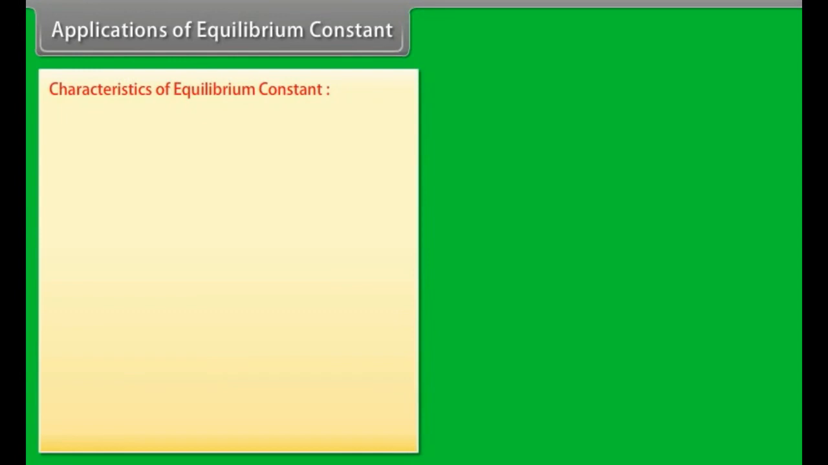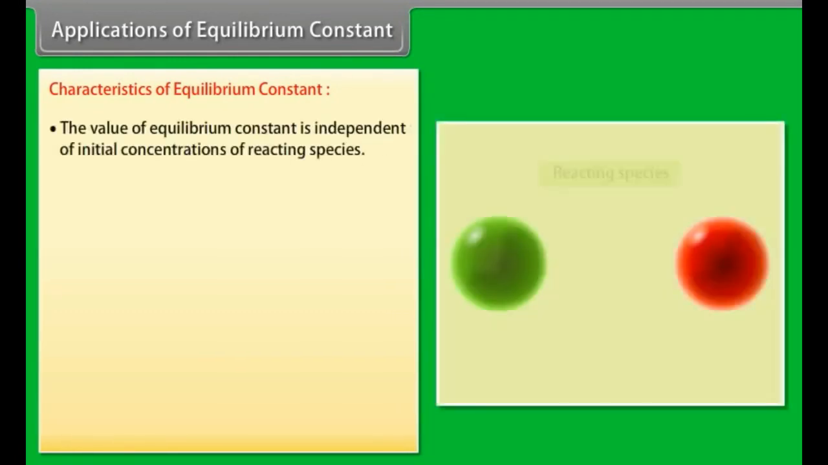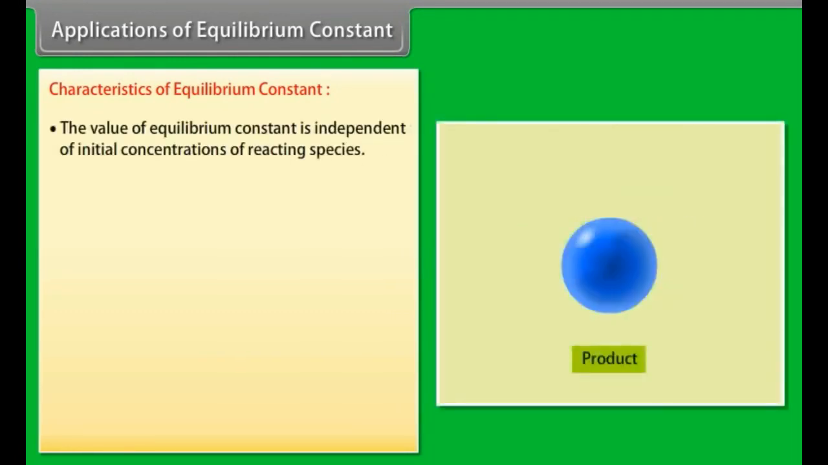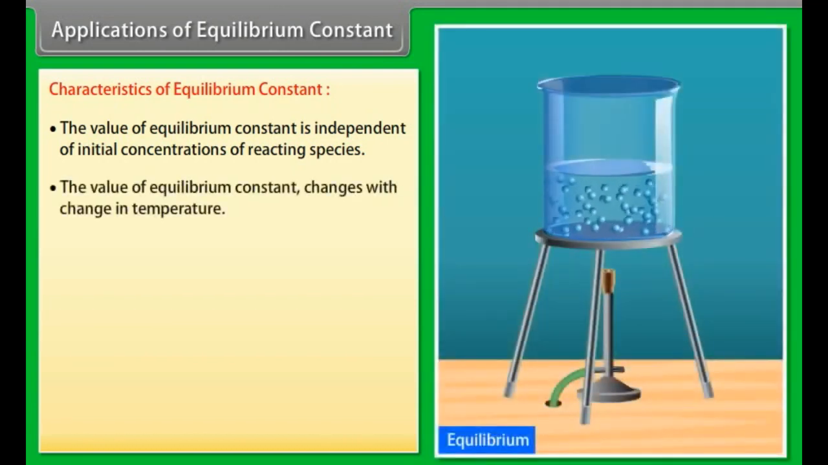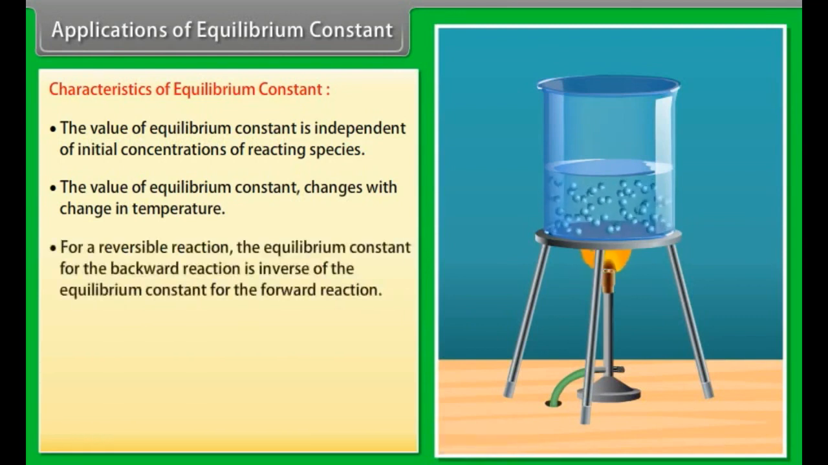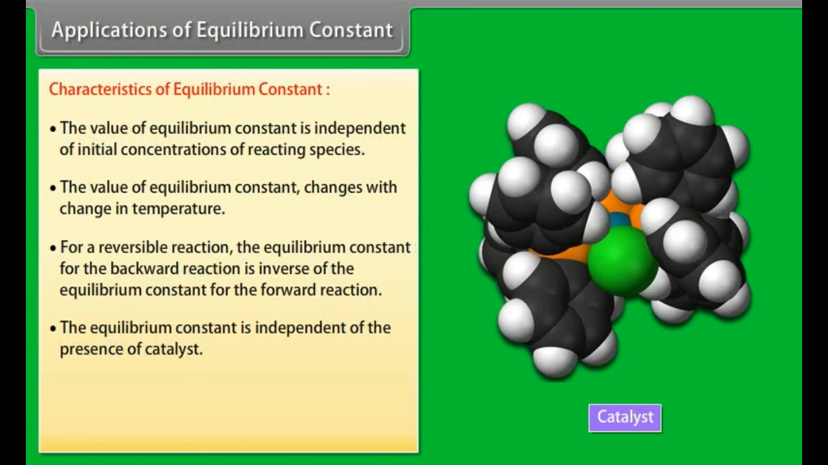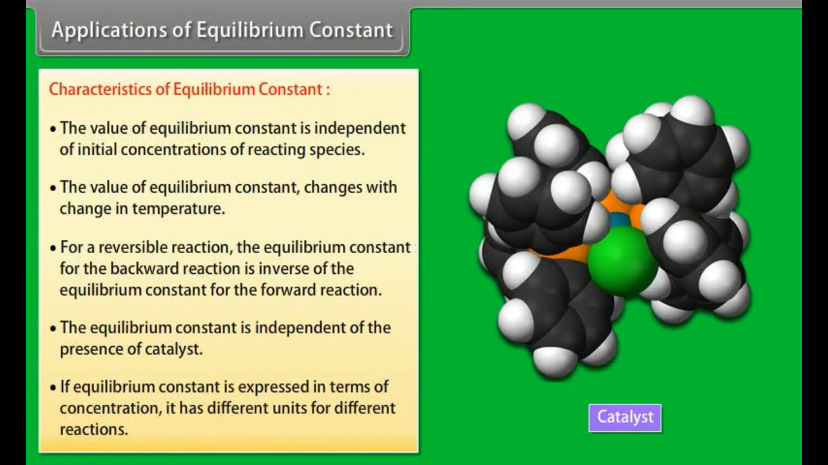Applications of equilibrium constant. Characteristics of equilibrium constant. The value of the equilibrium constant is independent of the initial concentrations of reacting species. The value of the equilibrium constant changes with change in temperature. For a reversible reaction, the equilibrium constant for the backward reaction is the inverse of the equilibrium constant for the forward reaction. The equilibrium constant is independent of the presence of a catalyst. If the equilibrium constant is expressed in terms of concentration, it has different units for different reactions.